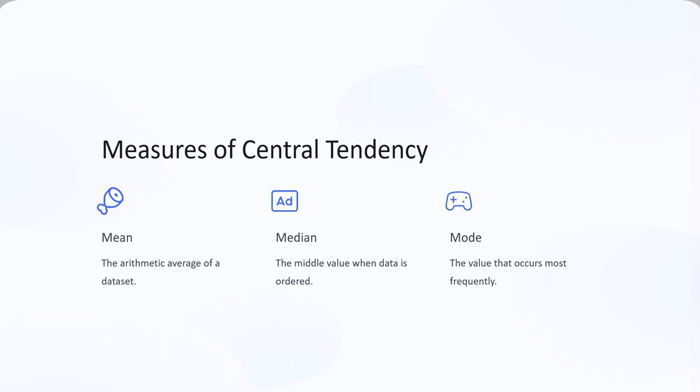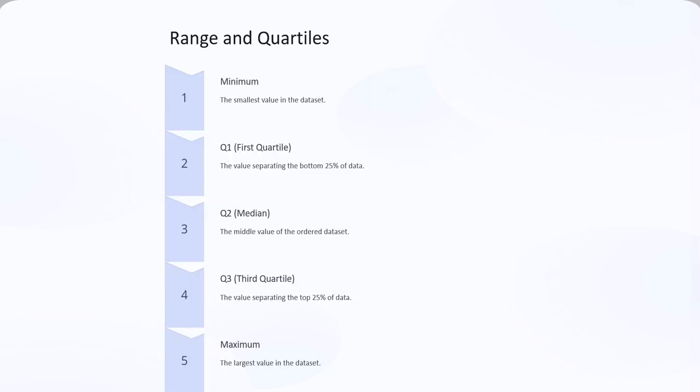In mean, we focus on the arithmetic mean, not the harmonic mean or geometric mean. Then we go to the median value. Median is the middle-most value of any data set, and the mode is the value that occurs most frequently. The range and quartiles all come under descriptive statistics.